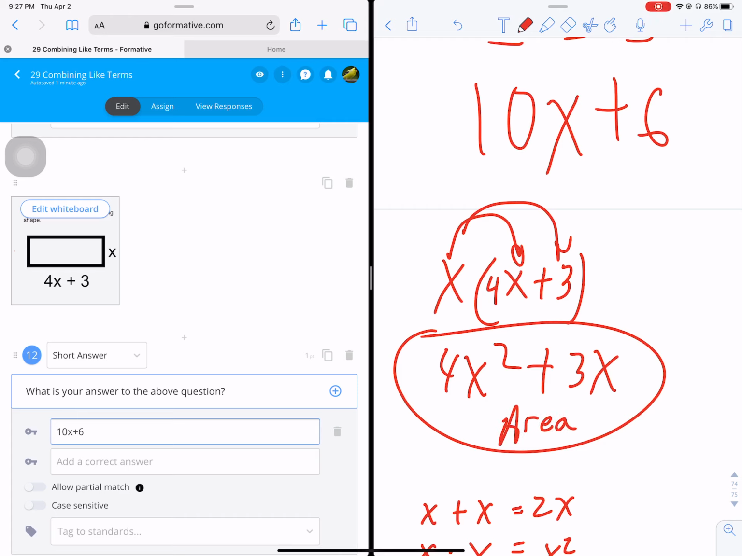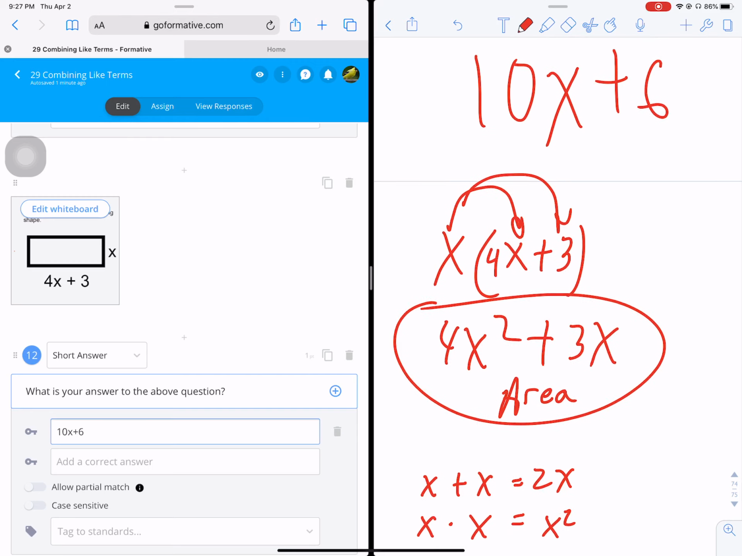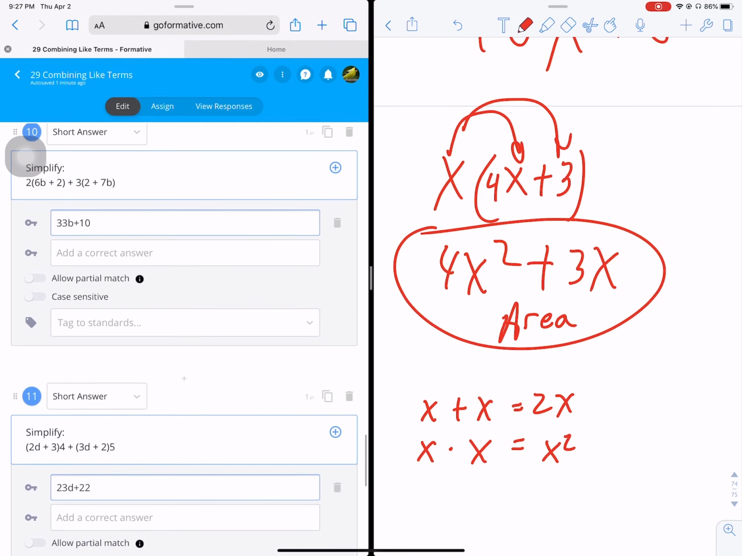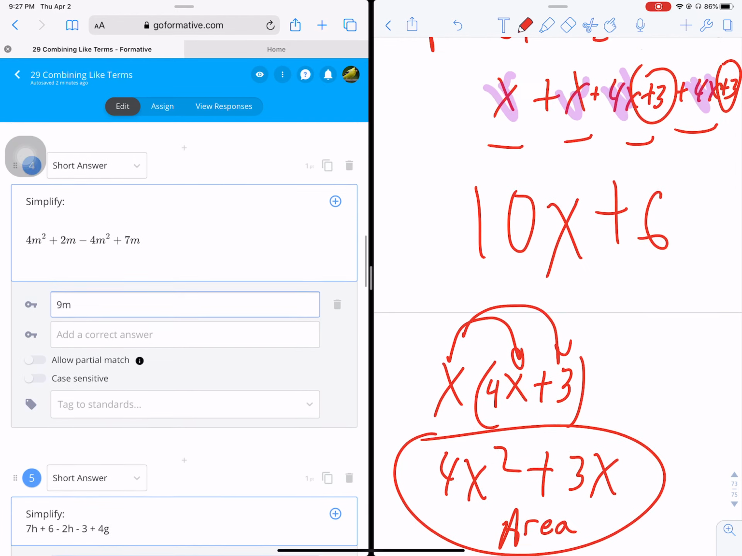I know the problem didn't ask for area, but I've got a feeling that these will ask for area, and that is how you do that. You just multiply them. And that's it for this awesome GoFormative. 29 was cool.